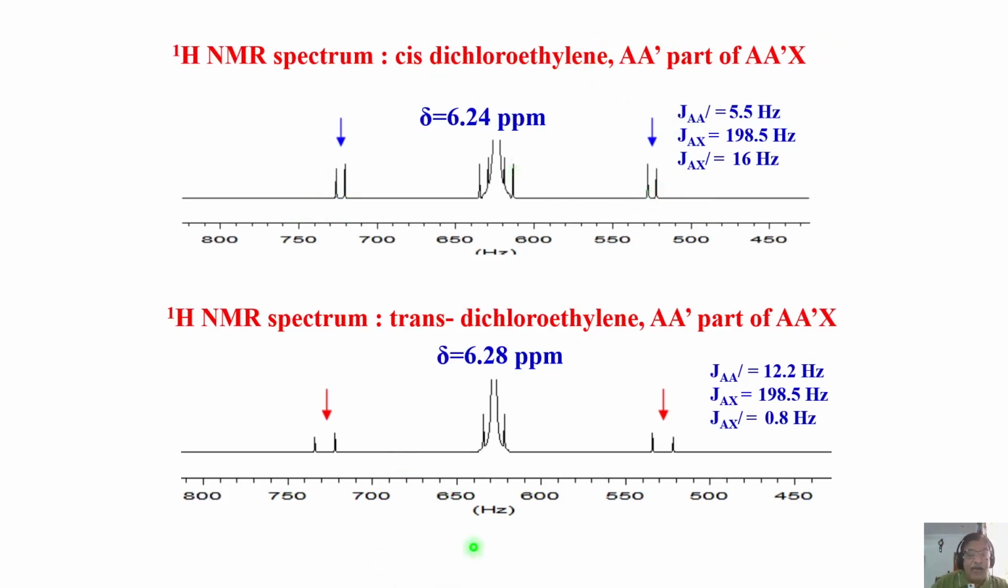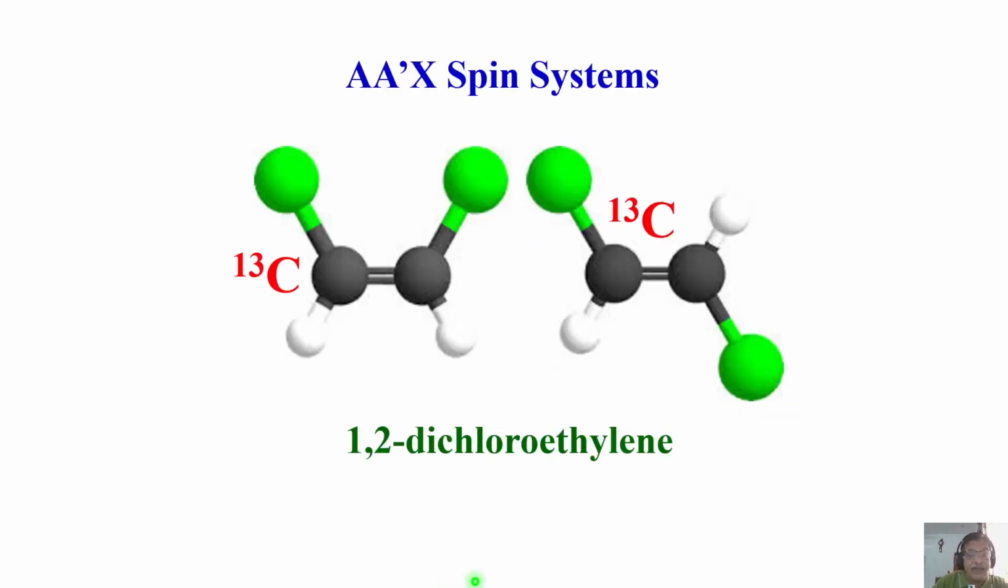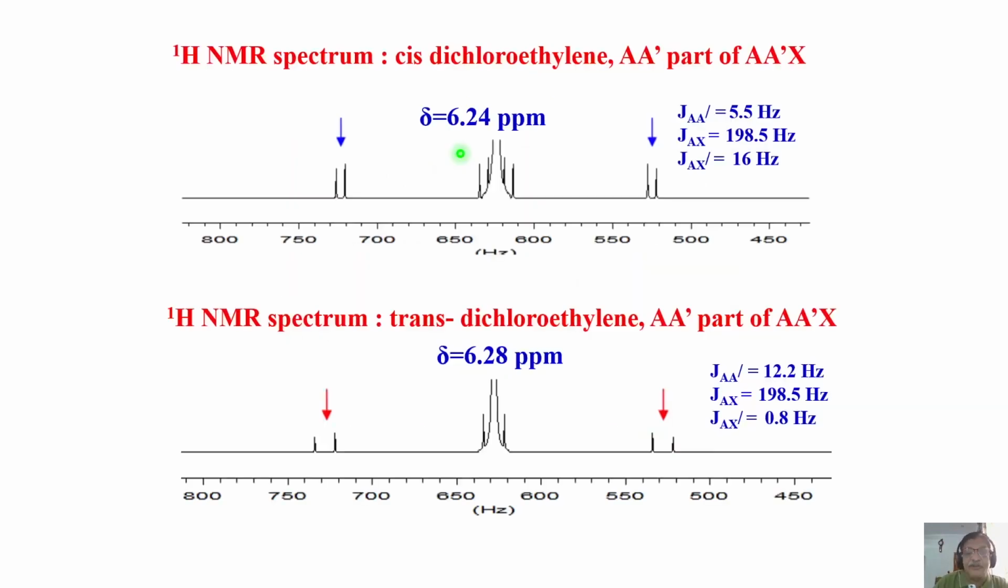This proton, now, I am taking the natural abundance here. This can couple to this proton. This can couple to this proton also. So I can get all the three couplings. JAA prime I can get. JAX I can get. JAX prime also I can get. Very easily I can measure it. How? Look at this one.